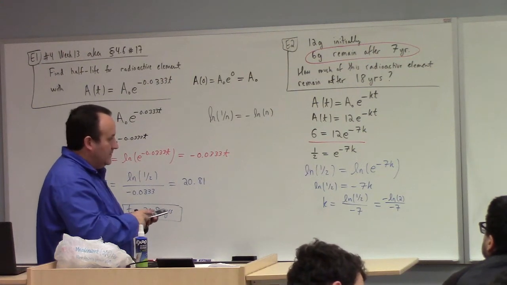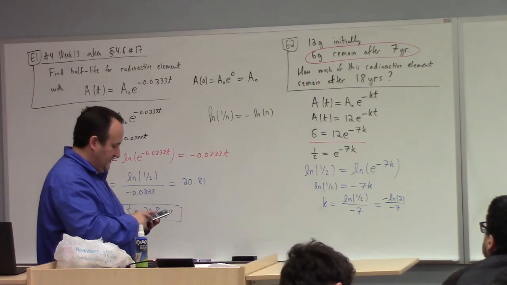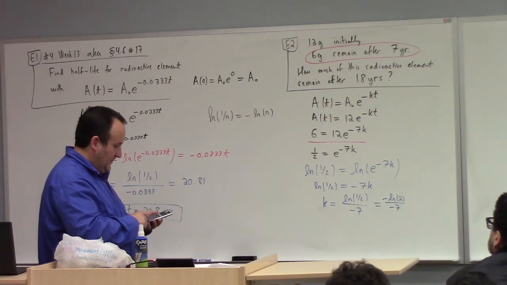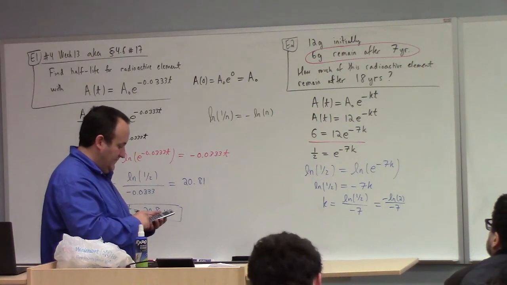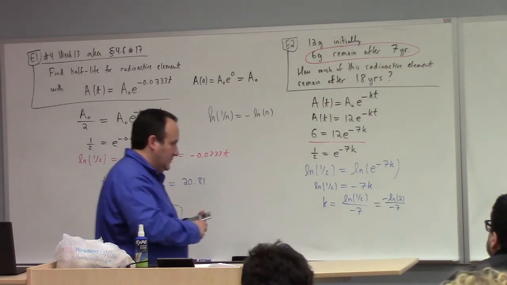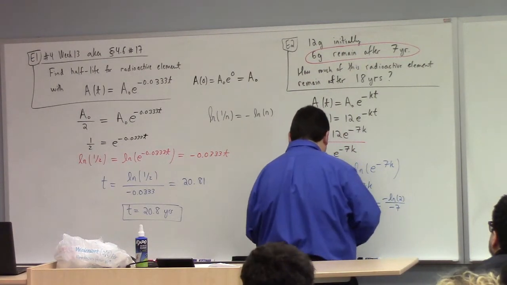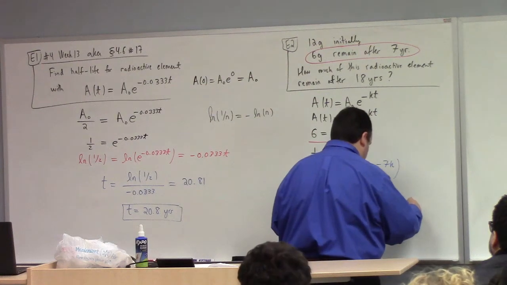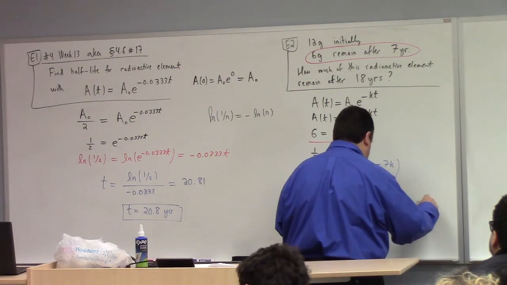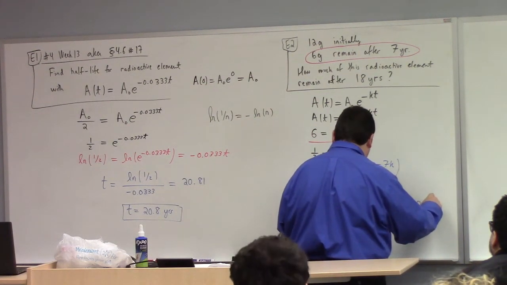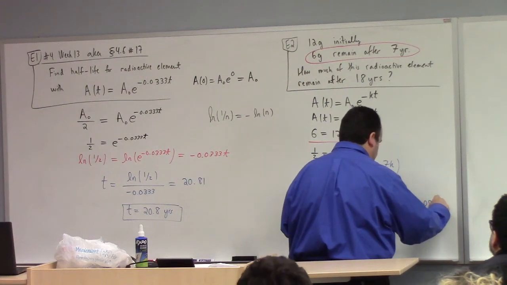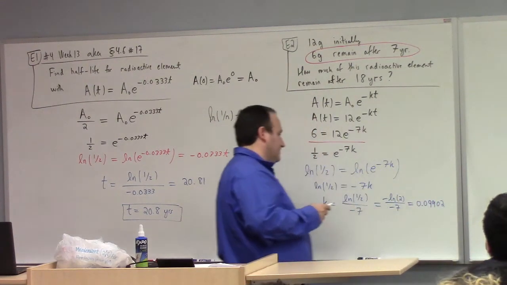So let's see here. We've got log 2 divided by 7, and that gives me, oh, here we go. All right, come on, marker. There we go. 0.0, I'll give you 4 digits. 9902. All right.